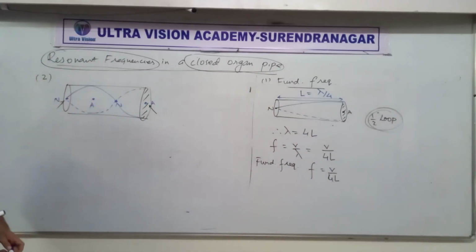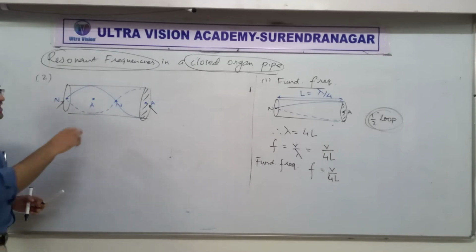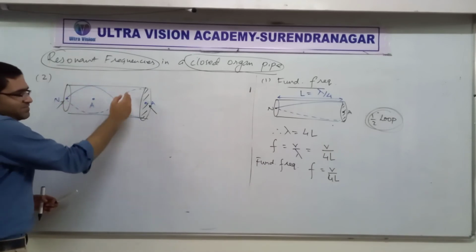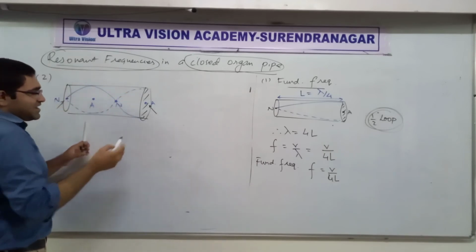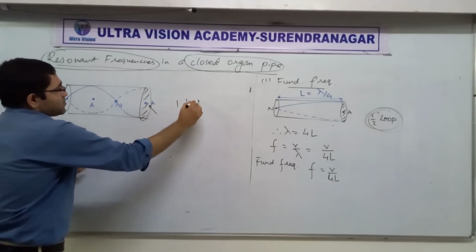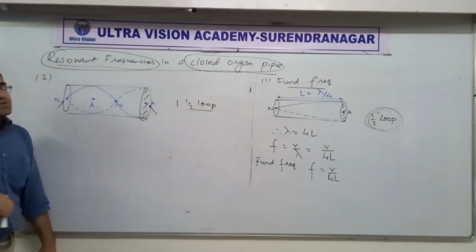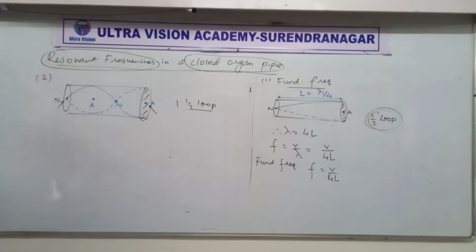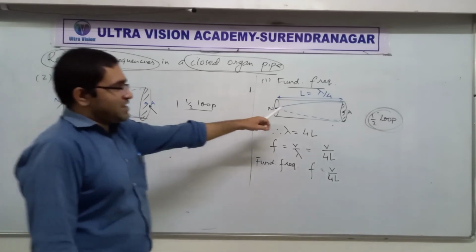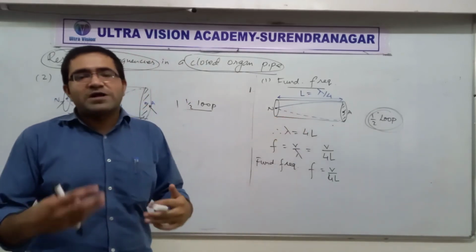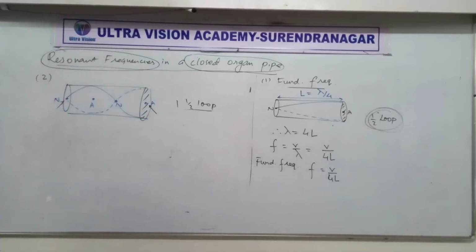Here what do we have? Here we have one loop and half loop. So we have it like 1.5 loop. You get what I'm saying? We have 1.5 loop. This was half loop again. So every time one loop will increase.